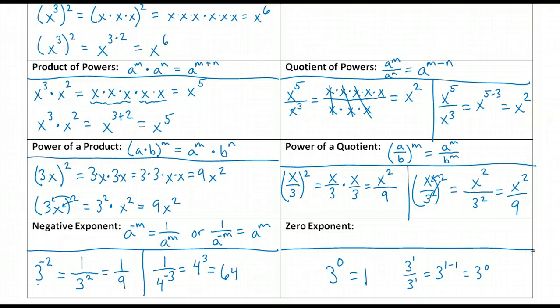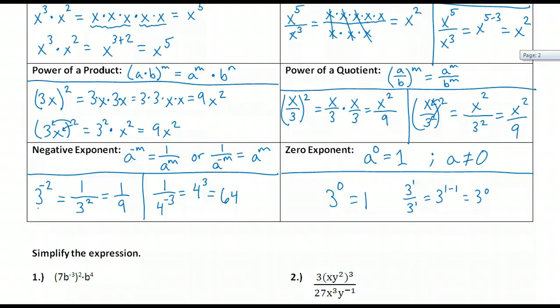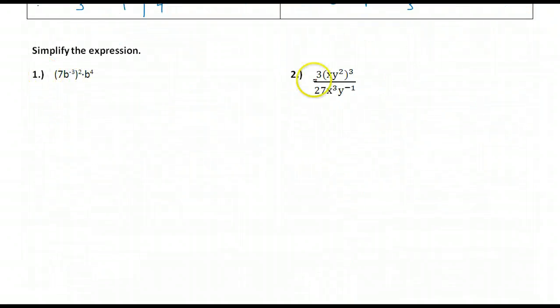The zero exponent property says this: any base raised to the 0 power is 1, as long as that base is not 0. Let's look at a couple of examples where we have to simplify the expression using these properties.